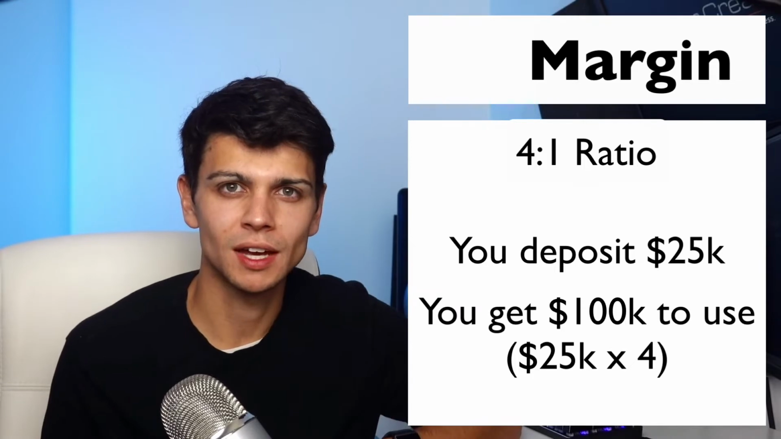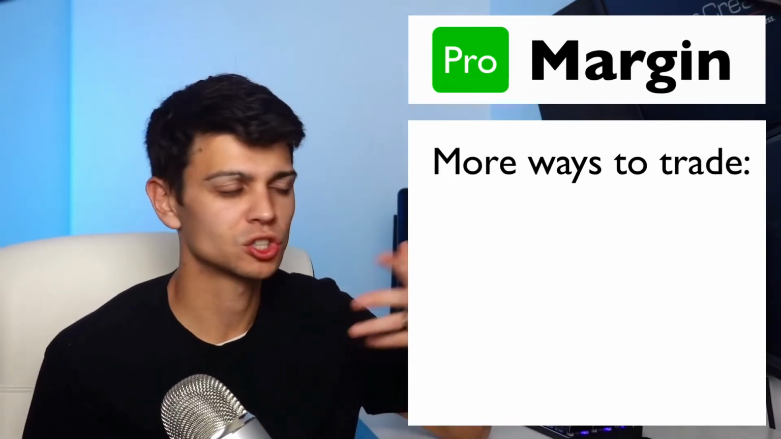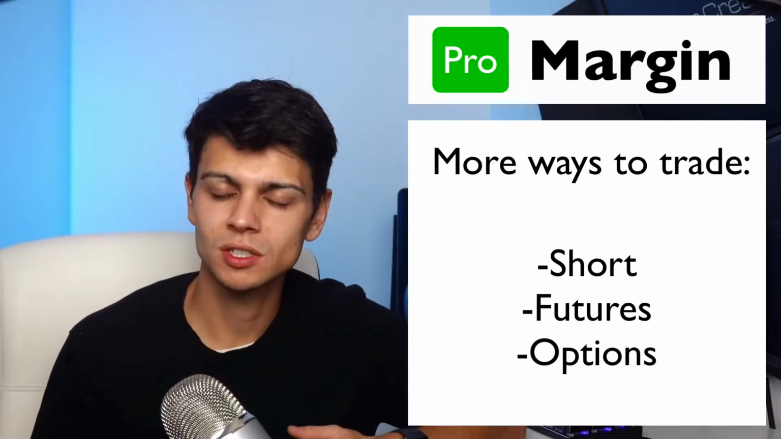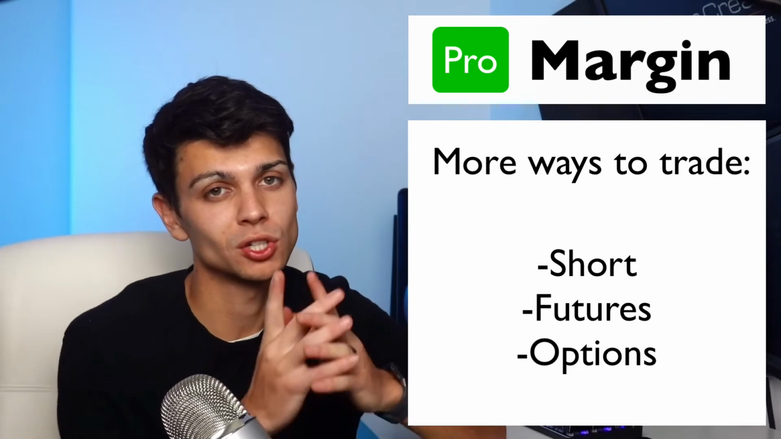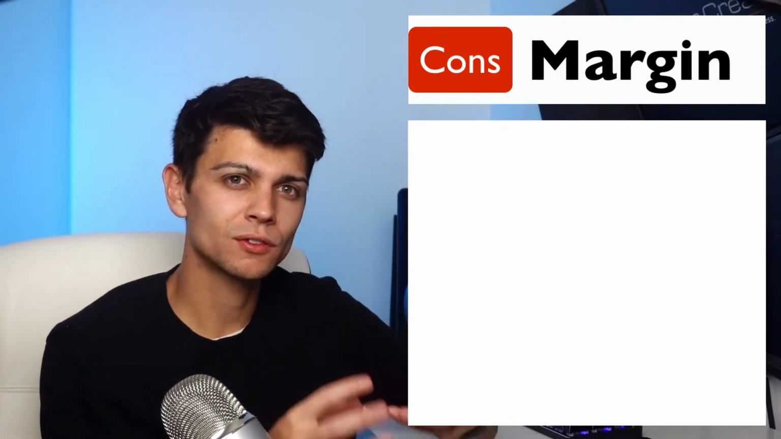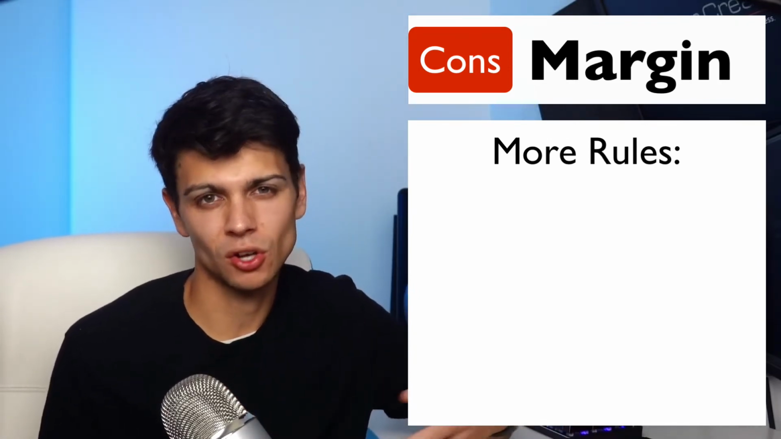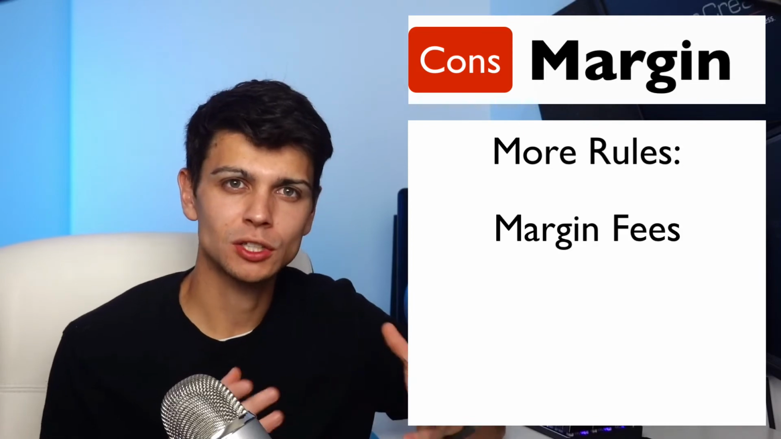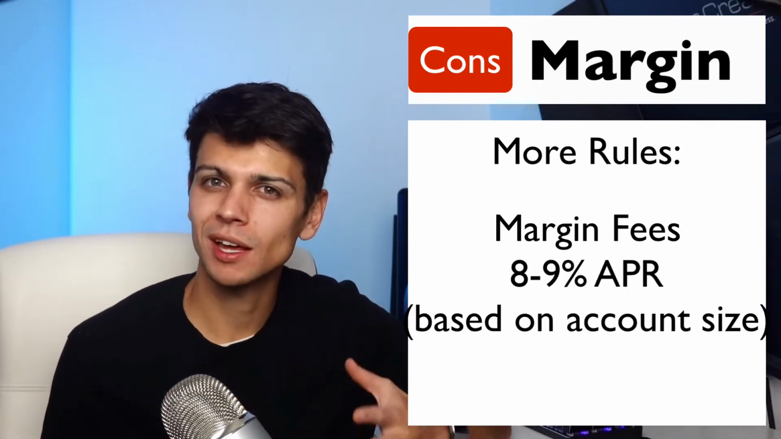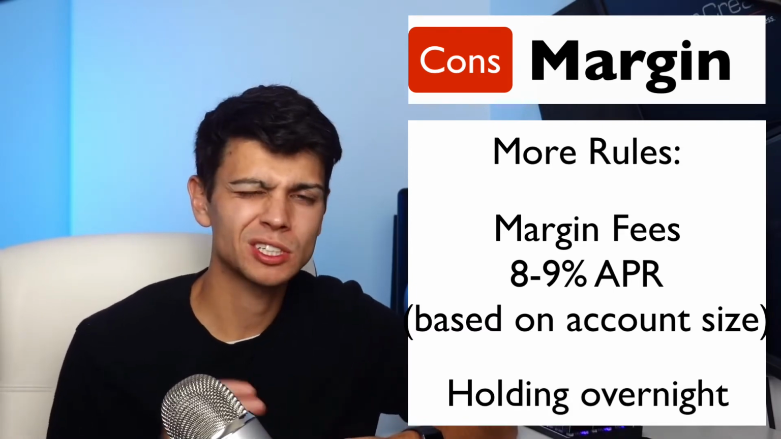Also, with a margin account, you're usually not limited to what you can trade. You can usually short stocks, do option spreads, trade futures. Of course, it depends on what your broker actually approves you to trade. Because you have the margin account, there are a few more rules than a cash account that can be seen as cons. First, they charge margin fees. Usually this is around 8 to 9% APR when you hold margin overnight. But every brokerage is slightly different.